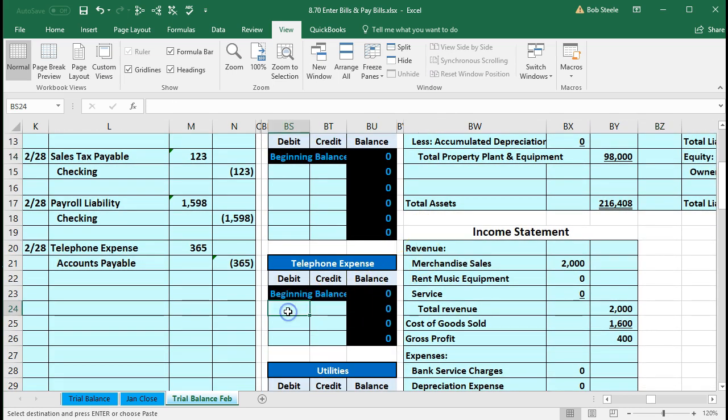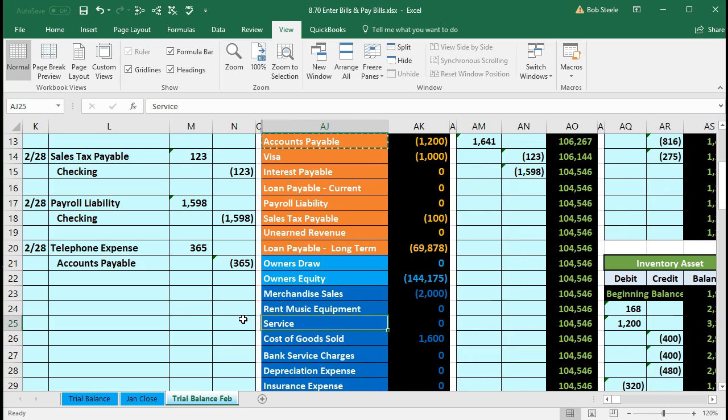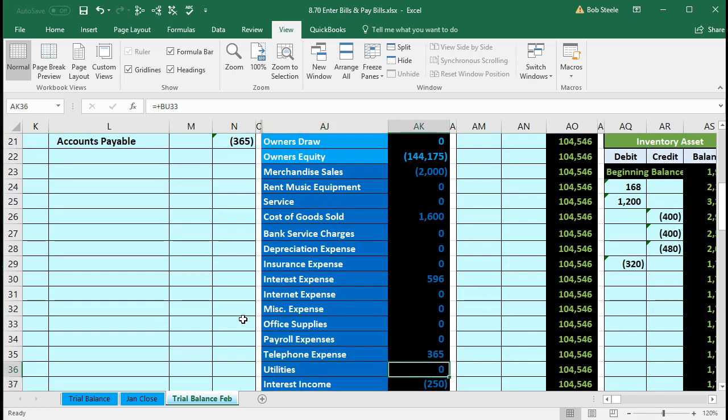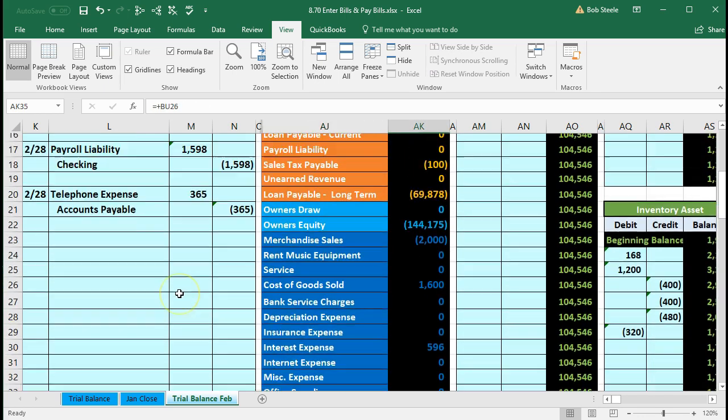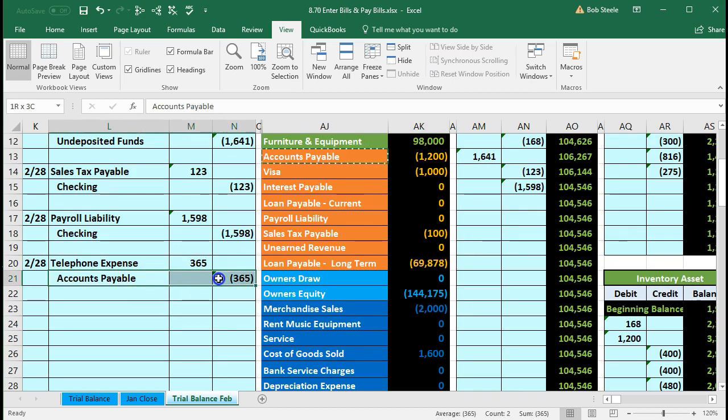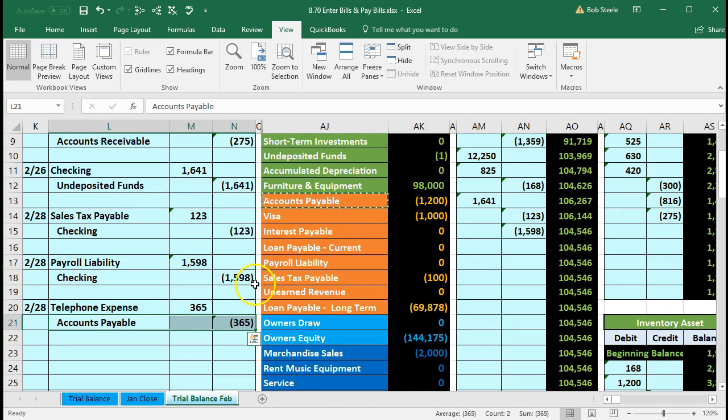And we want to be way over here to the telephone expense. We are way over here in BS24. BS24. We're going to say that that equals that 365. That brings the balance up to 365. That should be found on the trial balance. Rather than scrolling all the way back, I'm just going to click right on the left-hand side of the frozen panes, and then click to the right, and it should just pop over there. Scroll back down, there's the 365. Now we will have the accounts payable. There's the accounts payable there that we need to post.